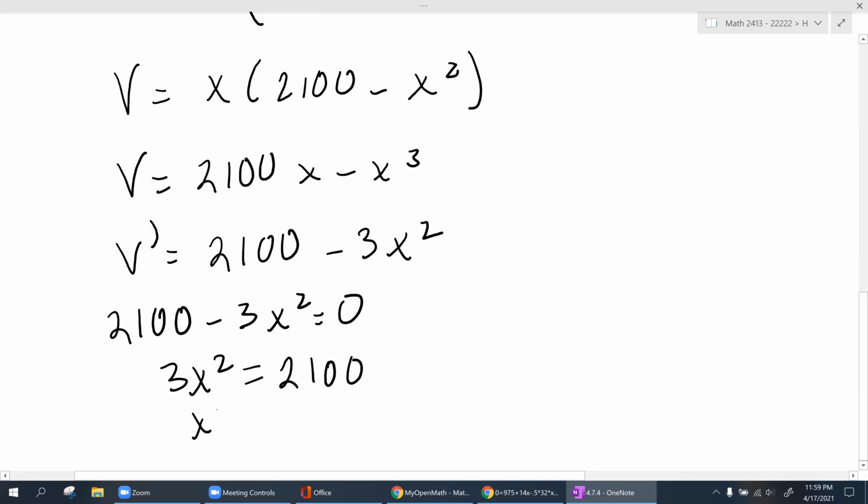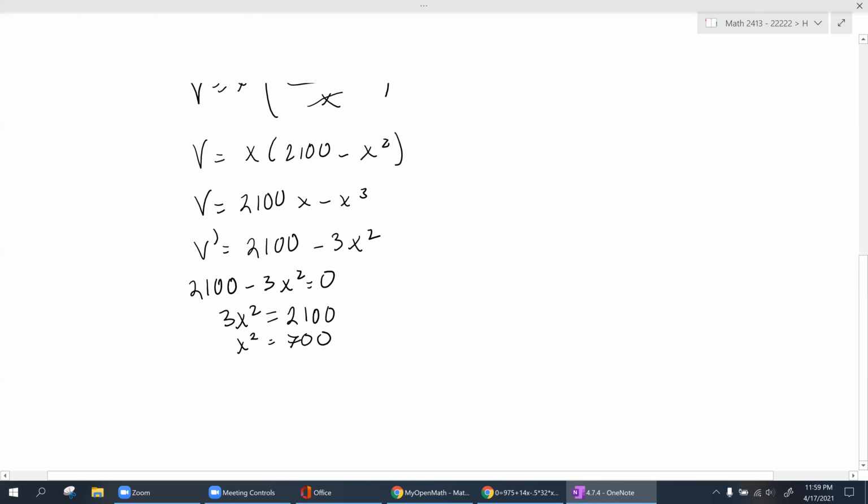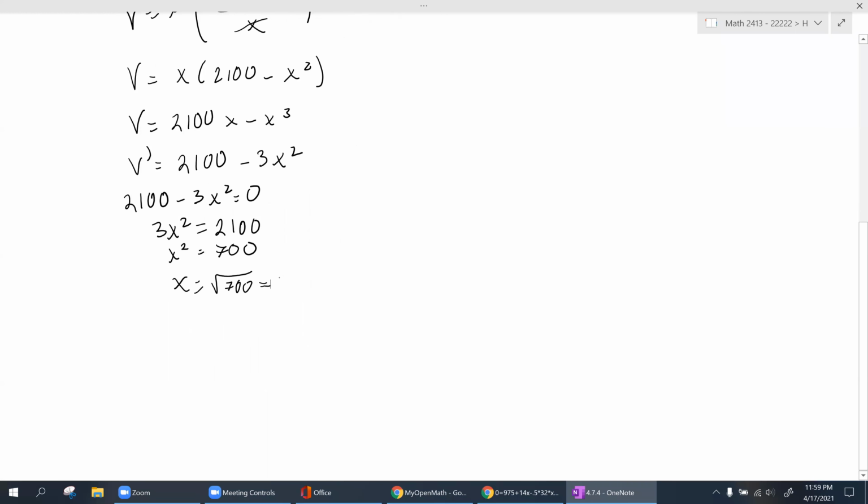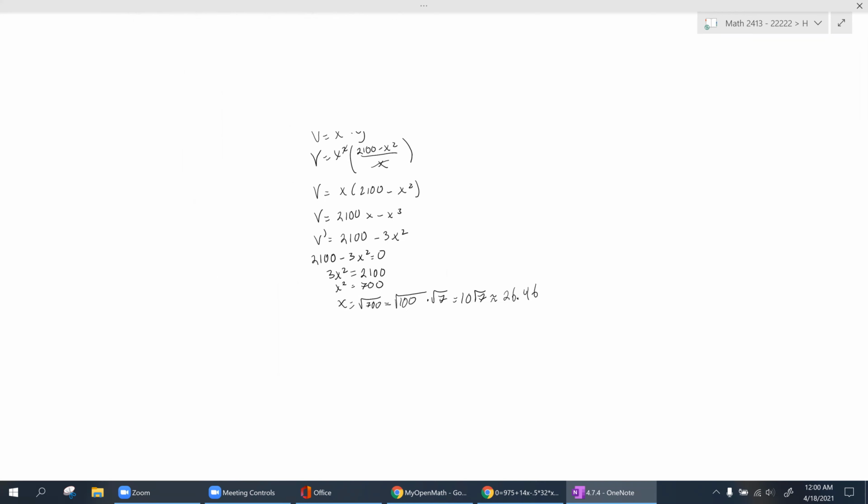You divide by 3, which gives me 700, meaning you take the square root. Get that calculator. This gives me the square root of 700, which is the square root of 100 times the square root of 7, which is 10 square root of 7. If you wanted the decimal, this is approximately 26.46, to two decimal places.